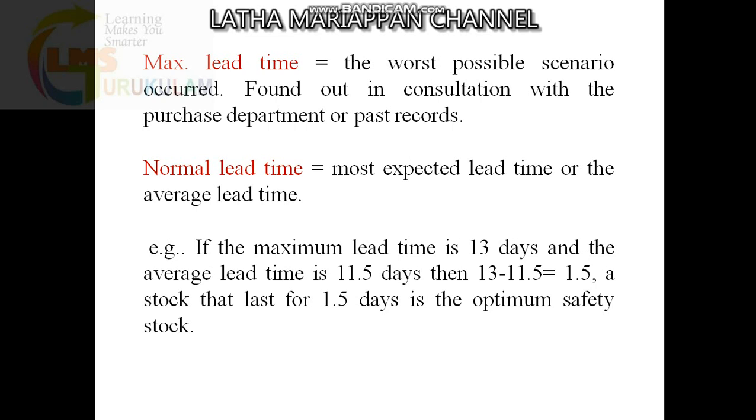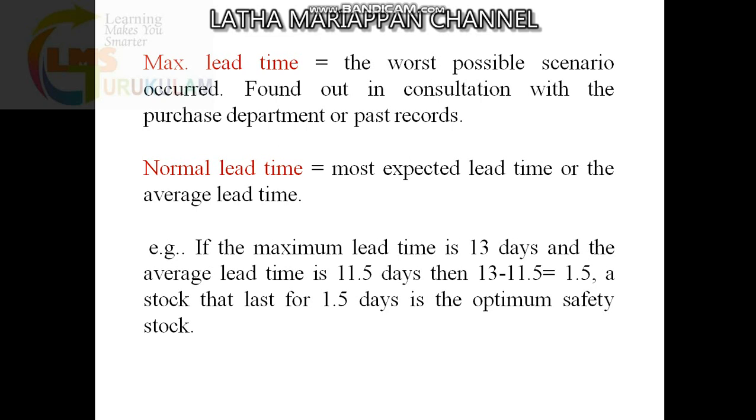Find it out in consultation with the purchase department, or you can refer to your past record. You will have past experience. Based on that you have to fix your maximum lead time, if everything goes wrong. So, what is normal lead time? The most expected lead time or the average lead time is called normal lead time. So, if you subtract both, you will get optimum safety stock.